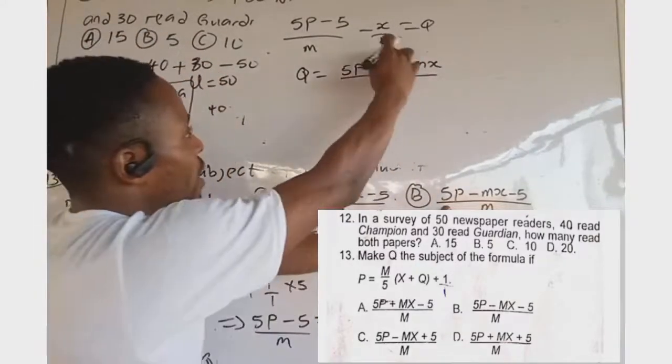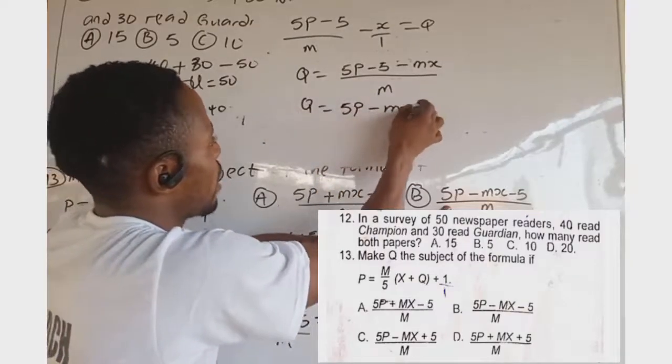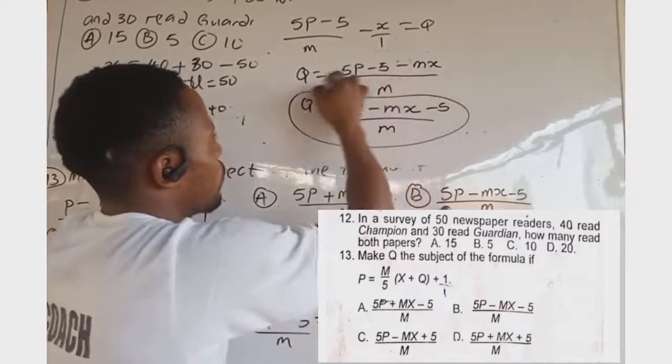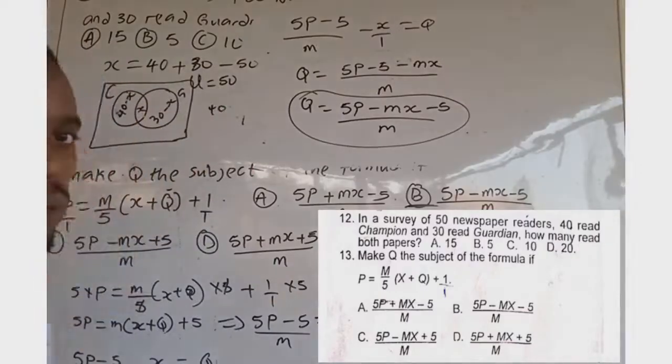So here we can rearrange it. If you rearrange it, Q is equal to 5p minus ms minus 5 over m. So this is our answer for Q, which is B. So B is the answer for this one, question 13.